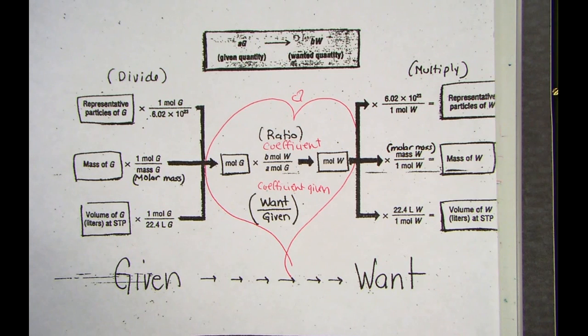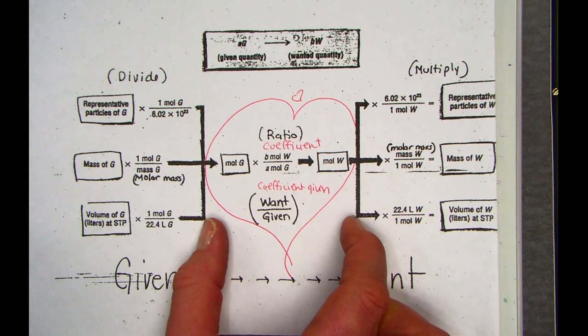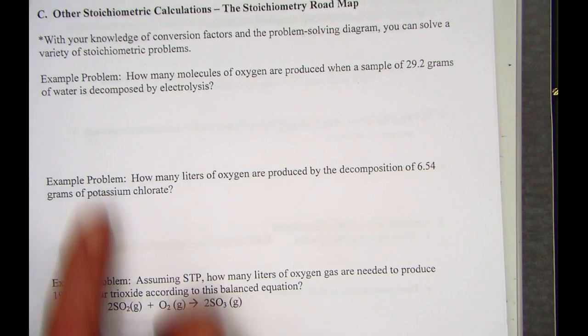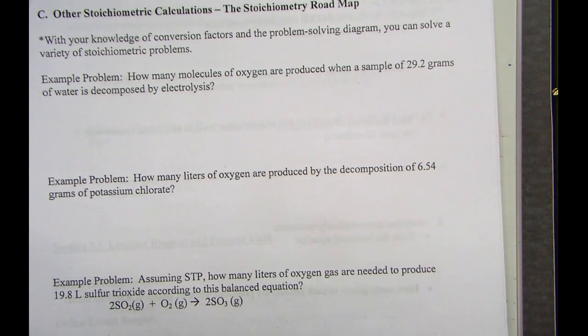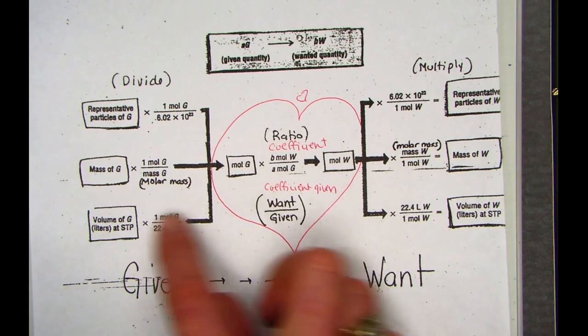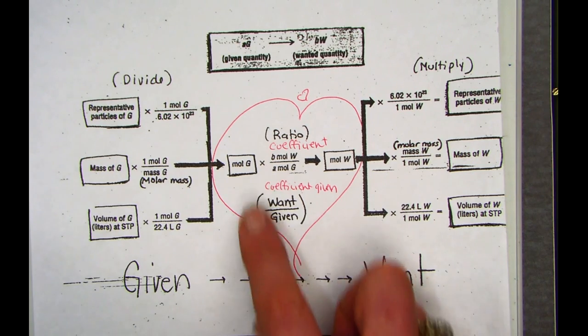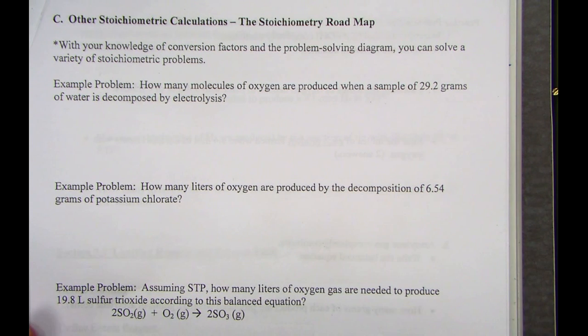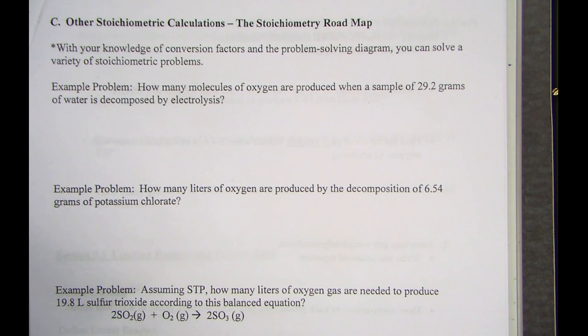The 3 steps of stoichiometry: divide, ratio, multiply. When we look at our notepack examples that read other, what we're saying is that it doesn't matter if I give you particles, mass, or volume. Whatever the unit is, we'll find that correct exchange and head into the mole. Let's take a look at our first example. Reading it with me, it says, how many molecules of oxygen are produced when a sample of 29.2 grams of water is decomposed by electrolysis?